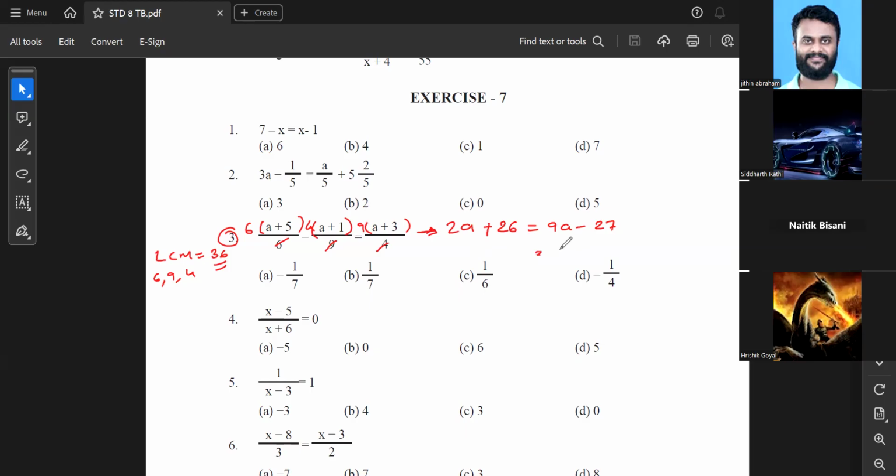Yeah, yeah. So I take 9a minus 2a on this side. So 27, when I take this side, it becomes 27 plus 26. That gives me 53. Wait, something is missing, I believe. Alright, this is plus. My bad. So that gives me minus over here. Then it's minus 1 is equal to 7a. That gives me a is equal to minus 1 by 7. Option A will be your correct answer.